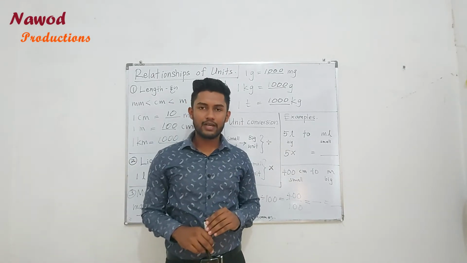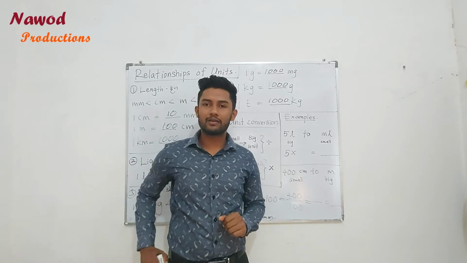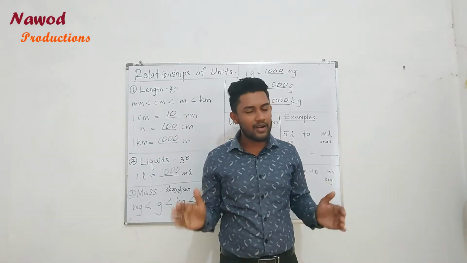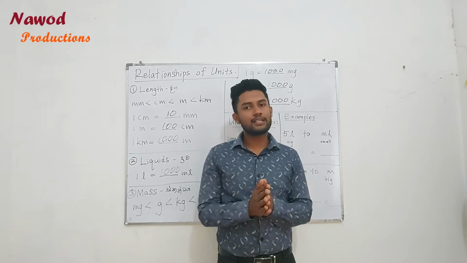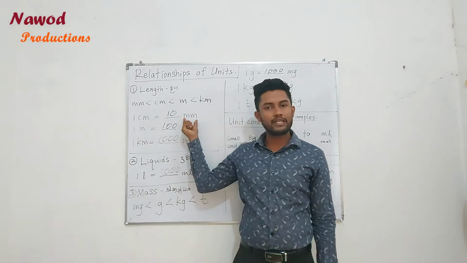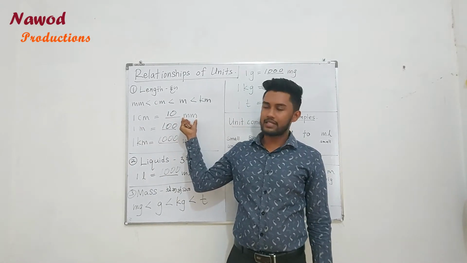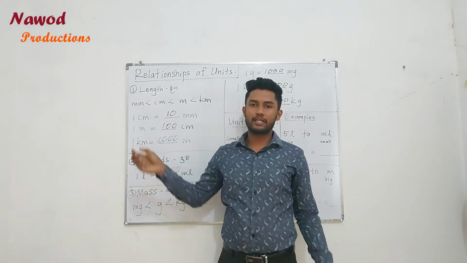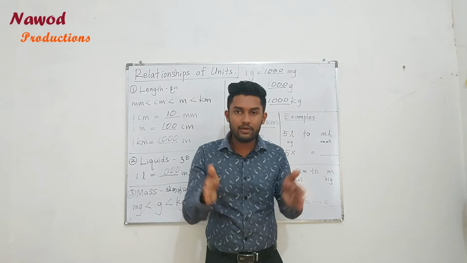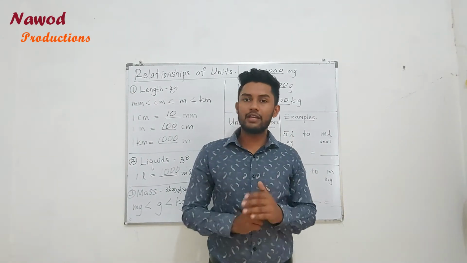Next we want to learn about unit conversion. For that you must learn what is the bigger unit and what is the smaller unit. When considering these units, if we take centimeters and millimeters, normally the smallest unit is the millimeter, then the bigger unit is the centimeter. We want to consider what is the smallest unit and what is the biggest unit. Then unit conversion is very easy.